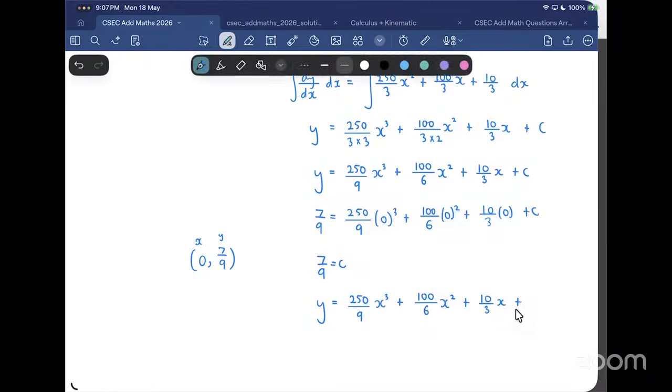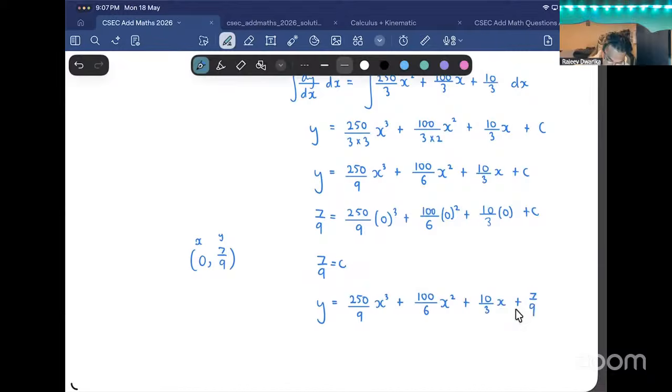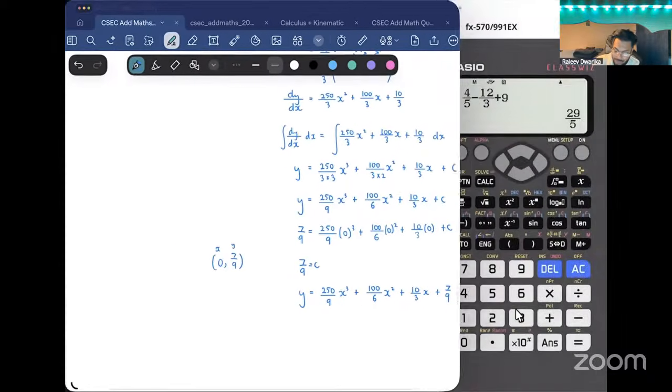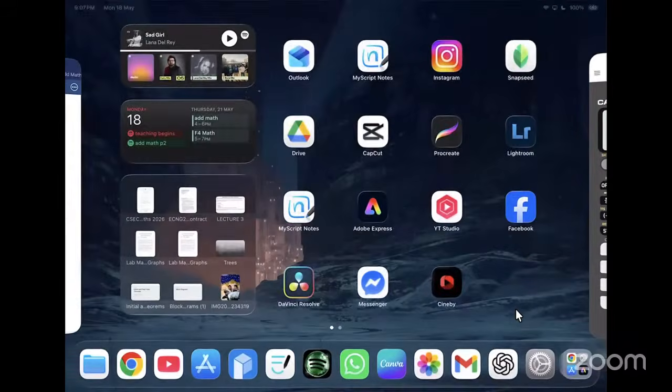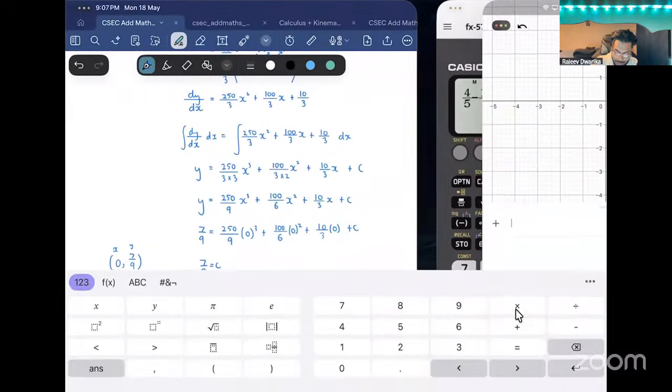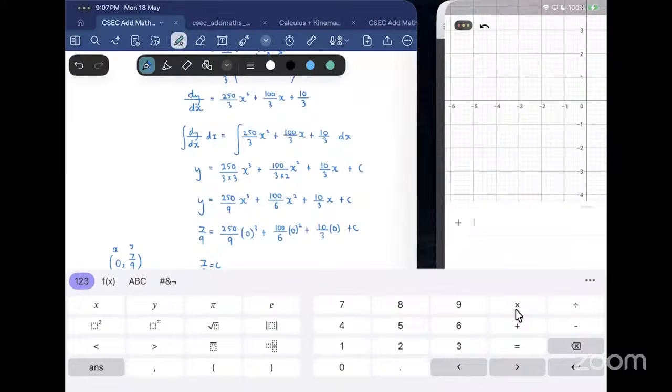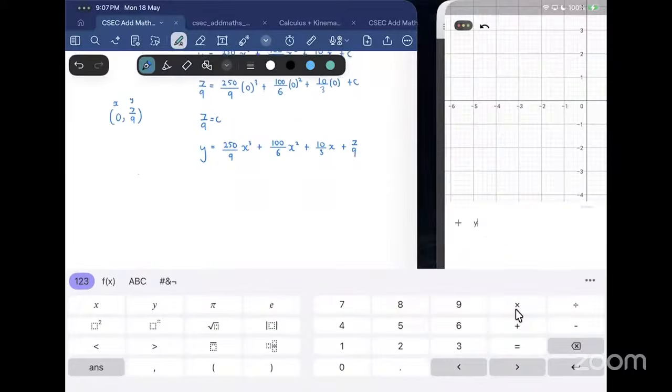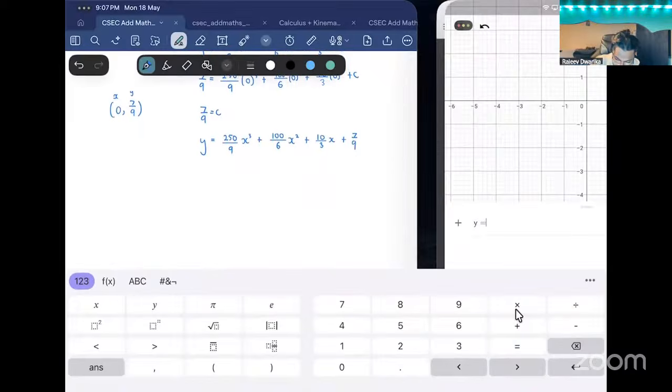Nice. And you know me with my trust issues, I'm going to verify if this is true. Of course. So let me plug it into GeoGebra. A long thing there. So y is gonna be 250.